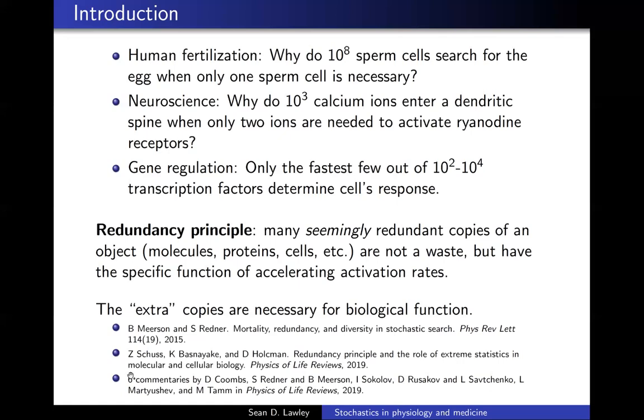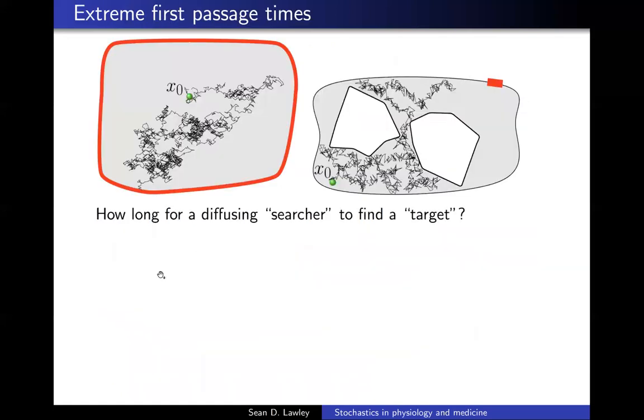In fact, their review paper generated a number of commentaries in Physics of Life Reviews, where they're commenting on this redundancy principle idea and arguing this is in fact a big idea which is present in various biological systems. So this is what I want to talk about for the remaining time, some work we've done on this problem. And okay, let me introduce it a little bit more formally, mathematically.